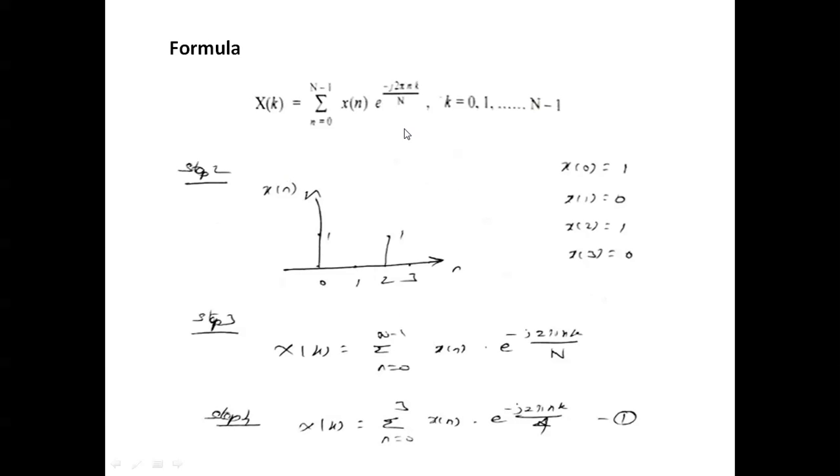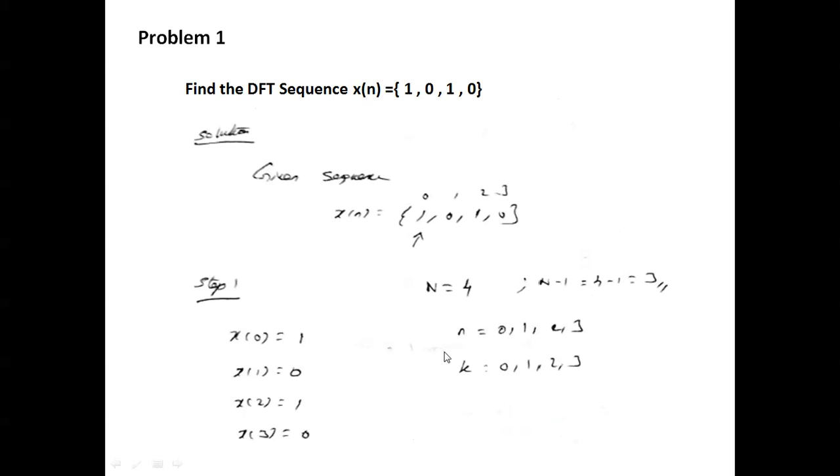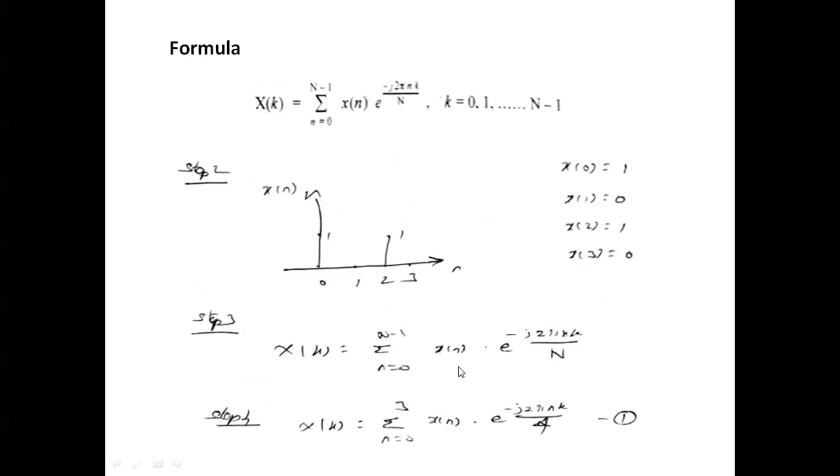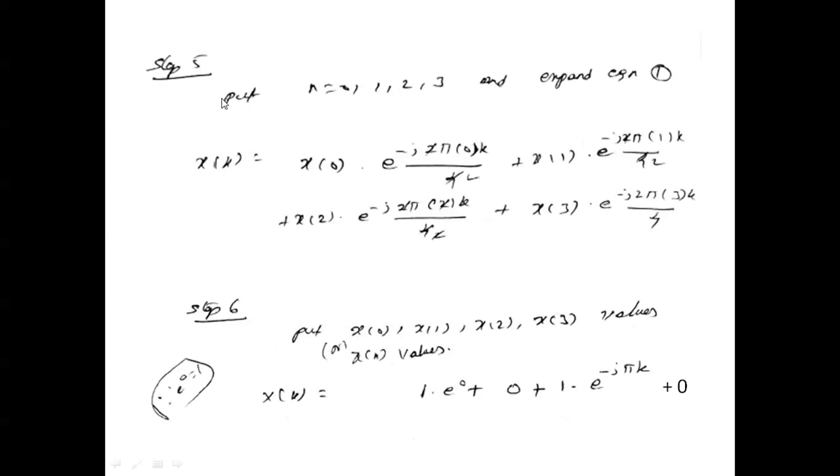Then X of k, this is the formula we have to apply. Step 3: X of k is the summation from n equal to 0 to n minus 1 of x of n e power minus j 2 pi n k divided by n. And step 4, you have to apply the n value in the formula. We know that n is equal to 4 because the total number of samples is 4, so n minus 1 means 4 minus 1, which is 3. That's why n is 0 to 3 and k is 0 to 3. Step 5, put the n value.